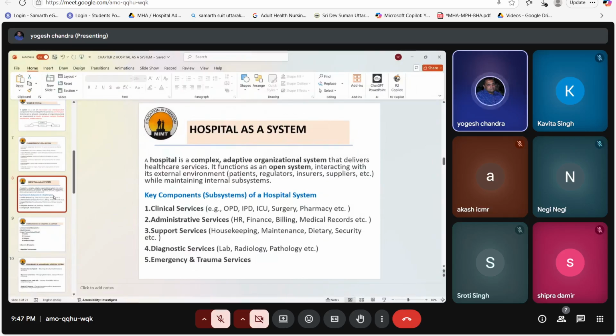The hospital has to communicate with the regulators, law, regulation, biomedical waste management, and all that. The hospital has to interact with the insurer and suppliers, and they are all part of the external world. That means they are beyond the hospital system. So that is why the hospital is always considered an open system. Can somebody tell me any system that can be taken as a closed system?